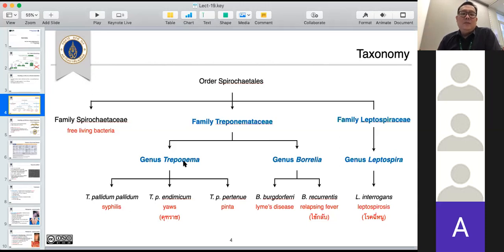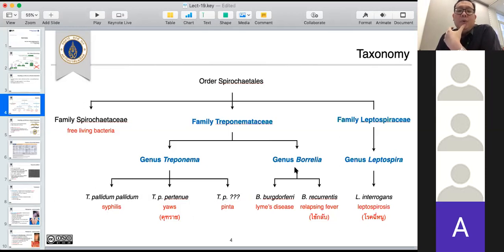The second one is Treponema... oh, this is wrong. This is Treponema pertenue. Sorry. Pertenue causes yaws, which in Thai is called Kutalat. And this one, I can't remember; I will check that for you. In this lecture, we will mainly talk about Treponema pallidum.